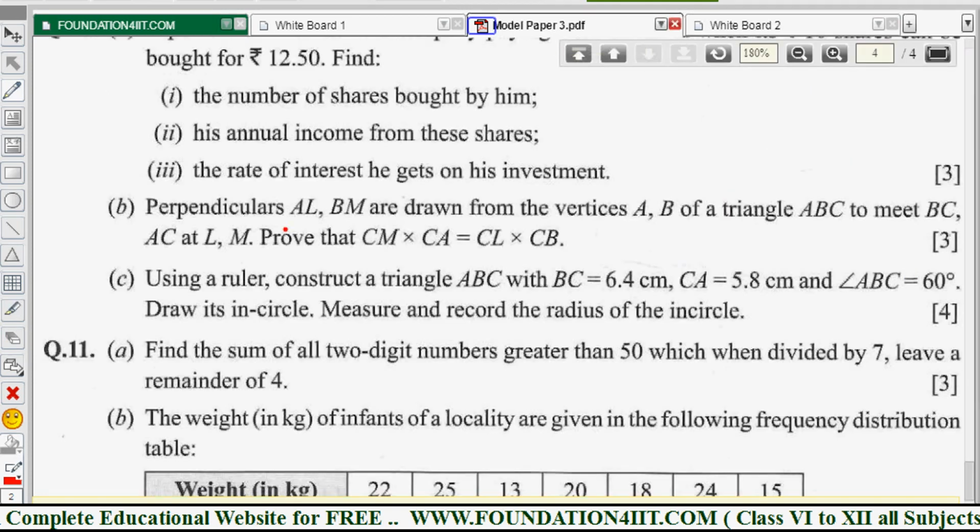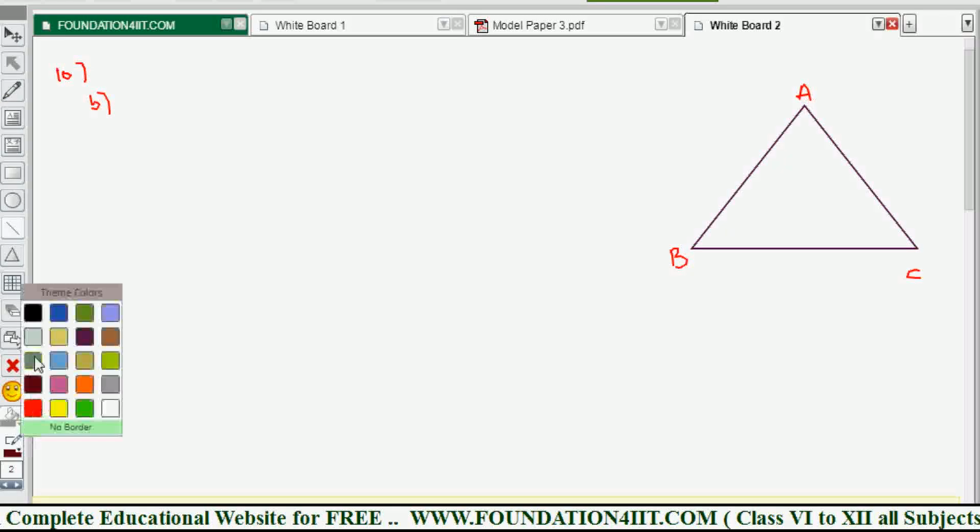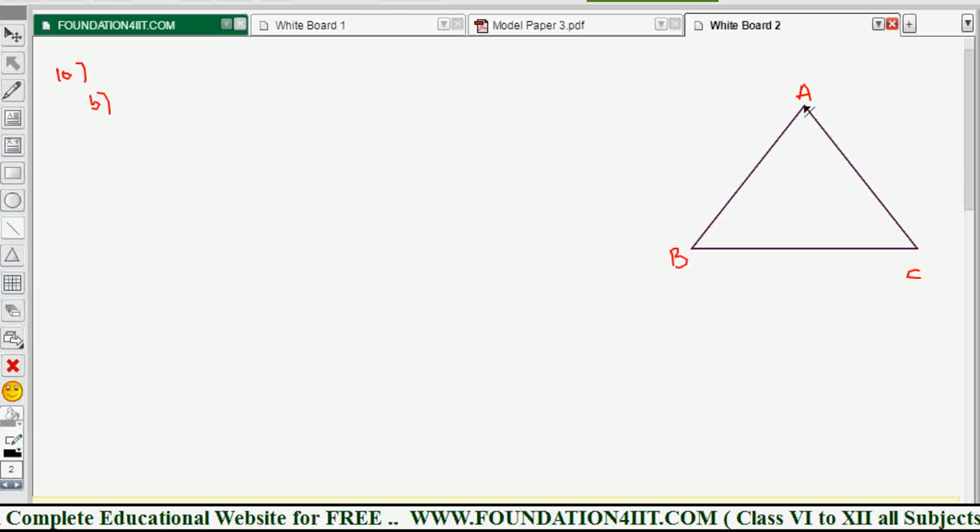Now observe the question. AL, BM are drawn from the vertices A and B to meet BC and AC at L and M. Based on that, from A we can draw the perpendicular line to BC, meeting at L. Okay, we change the color. This is one perpendicular line from A, and from B also one perpendicular line. This perpendicular line meets BC at L. This is a perpendicular line. This is at M.